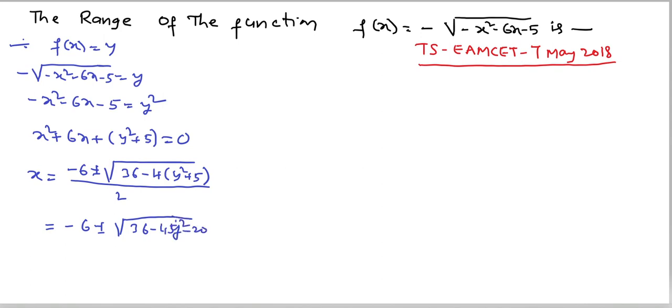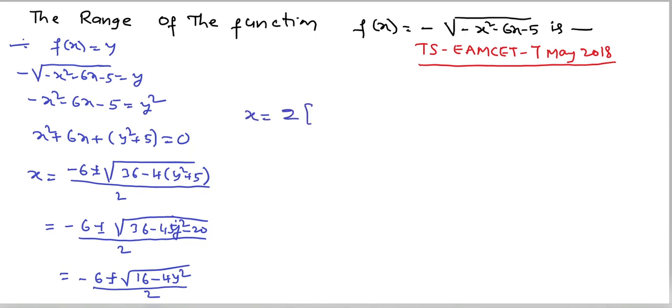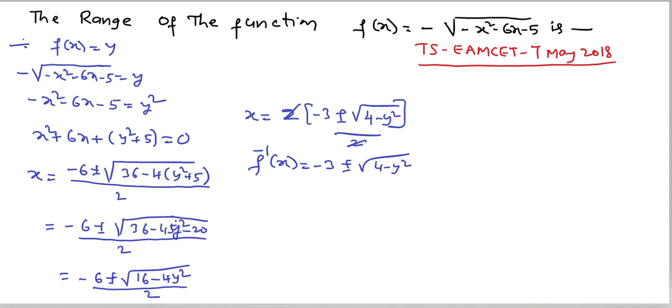That is equal to minus 6 plus or minus under root of 36 minus 20 minus 4y square by 2. Taking 2 common, x is equal to minus 3 plus or minus, taking 4 common, under root of 4 minus y square by 2, where 2 is cancelled. F inverse x is equal to minus 3 plus or minus under root of 4 minus y square.